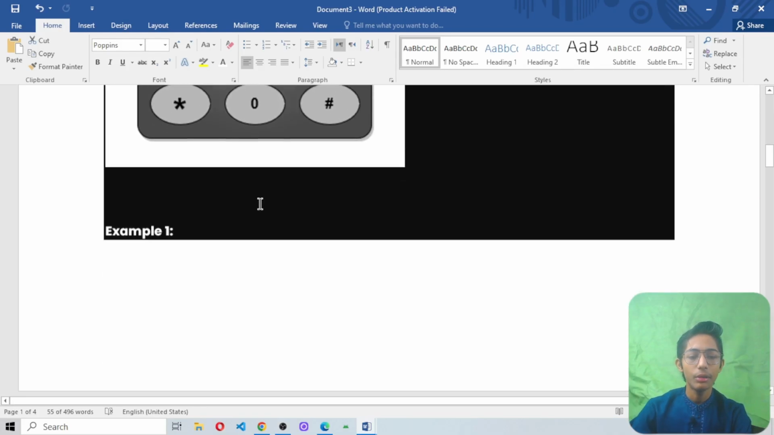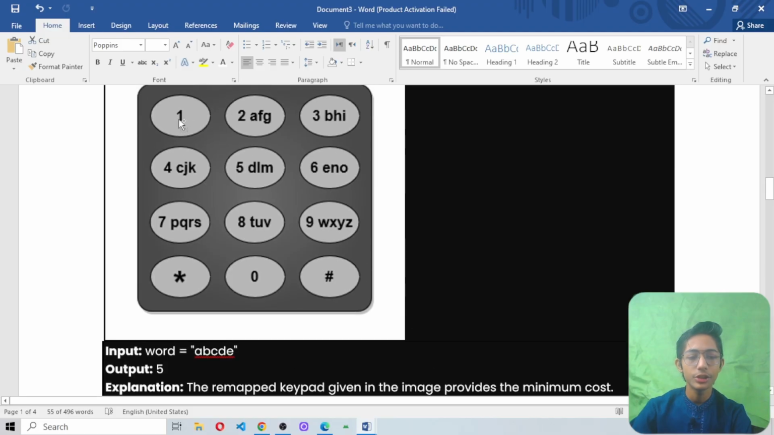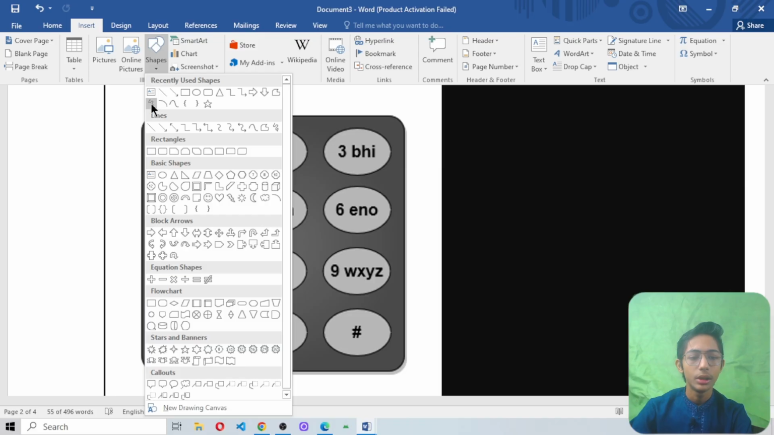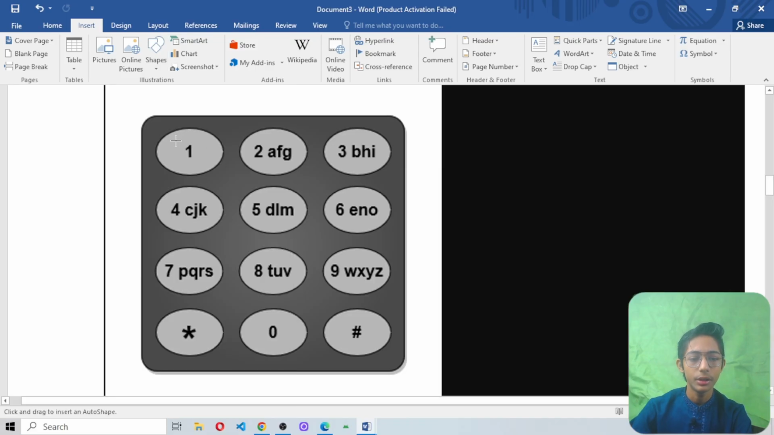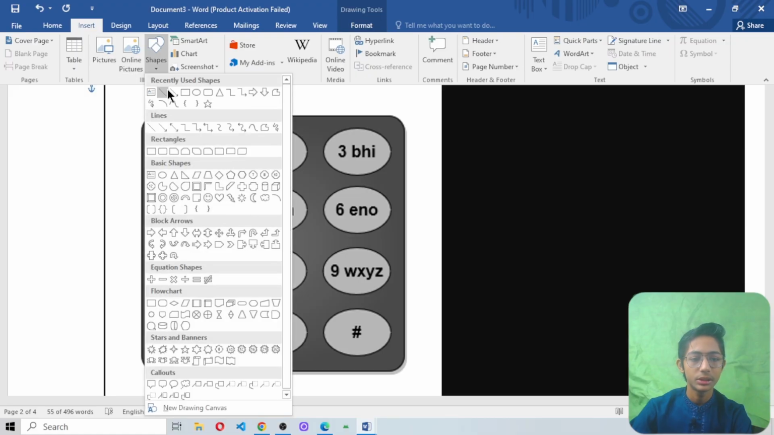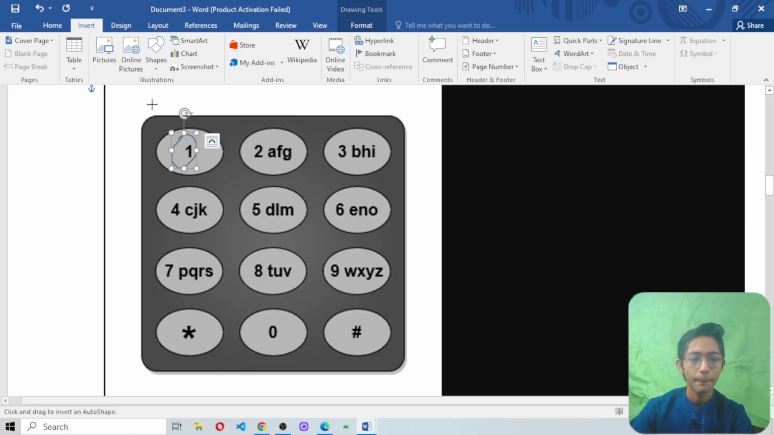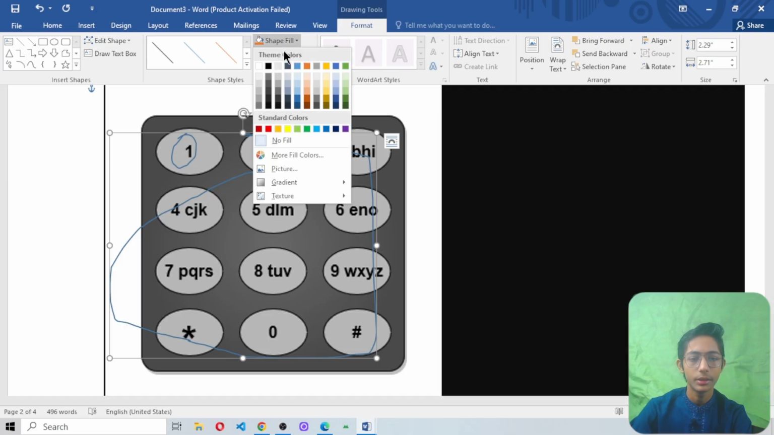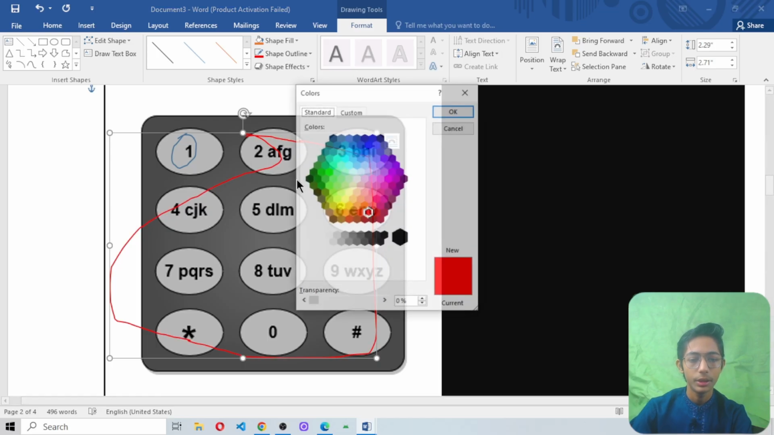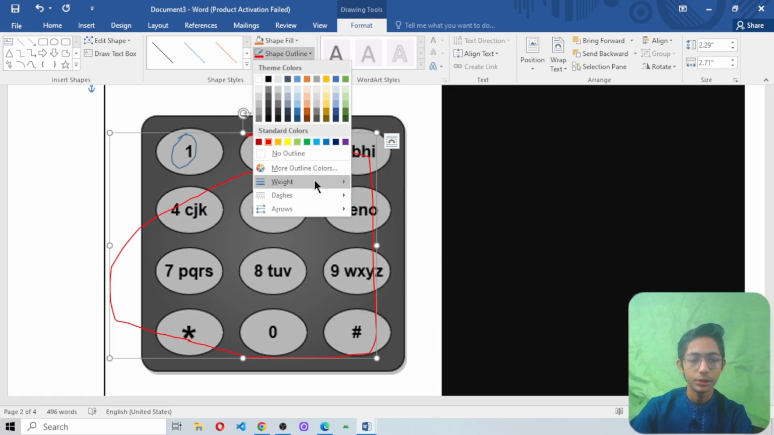If you come down, here is example 1, in which a diagram shows some numbers and letters. Let me mark it in red so it is clearer to you.